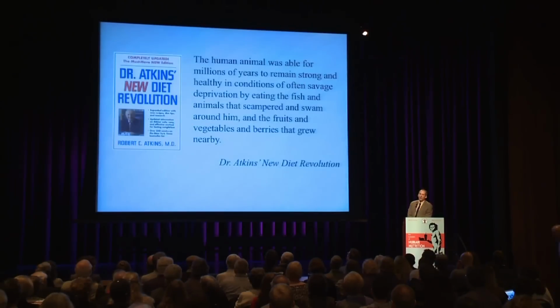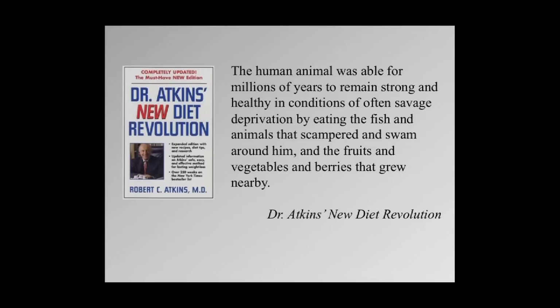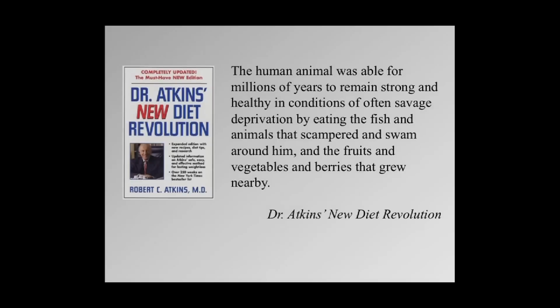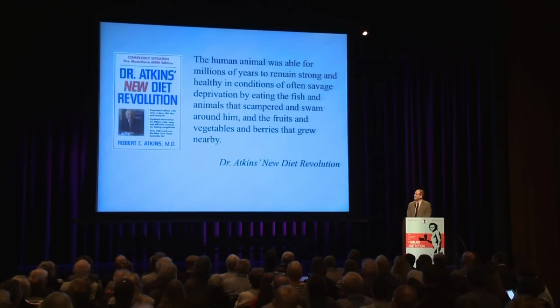One of my favorite quotes from any of these books is from Dr. Atkins' New Diet Revolution. And this particular book sold 15 million copies. He wrote, "The human animal was able for millions of years to remain strong and healthy in conditions of often savage deprivation by eating the fish and animals that scampered and swam around him and the fruits and vegetables and berries that grew nearby." Okay. Probably true. It's intuitive.